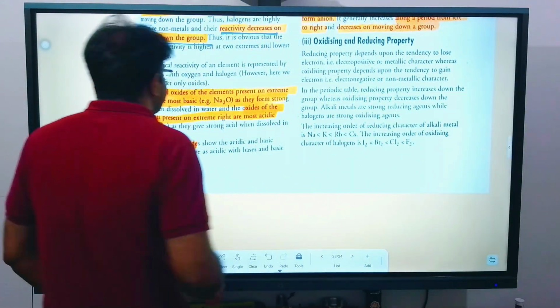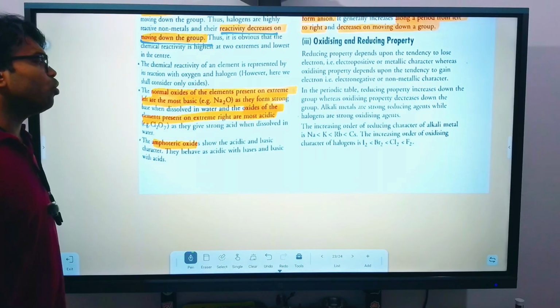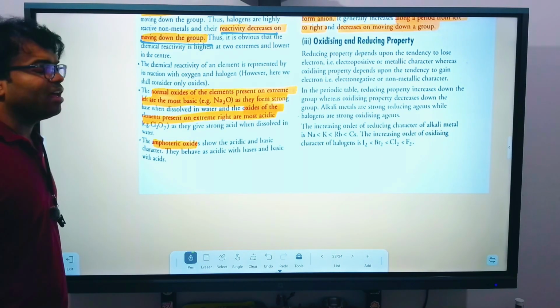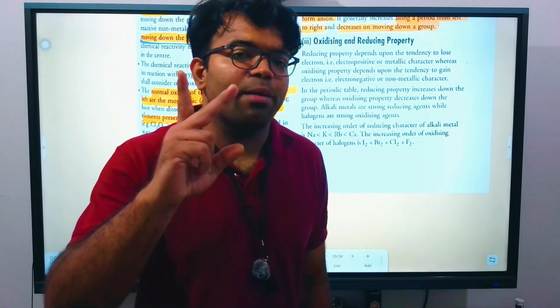Now, there are some oxides that show both acidic and basic character. Could you please tell me at least two examples of these oxides that are amphoteric in nature? Do you remember the amphoteric principle?